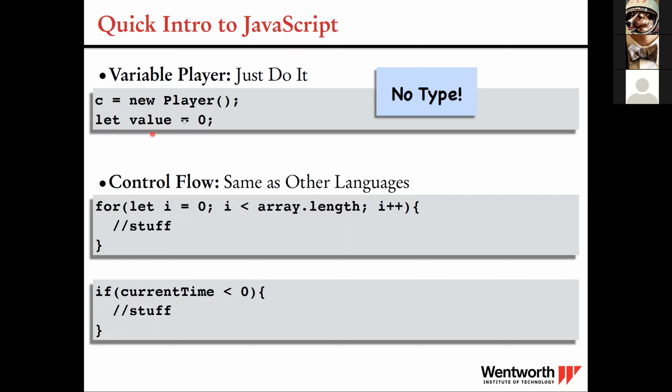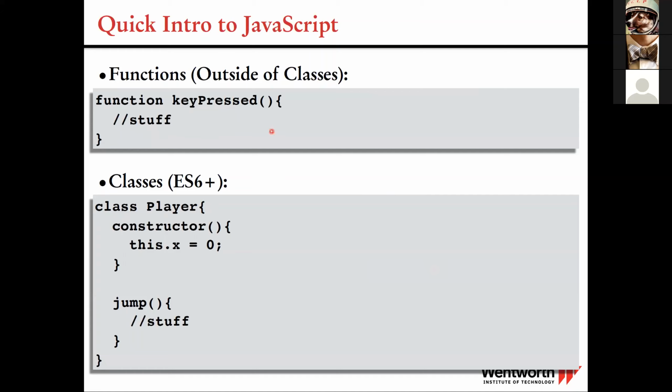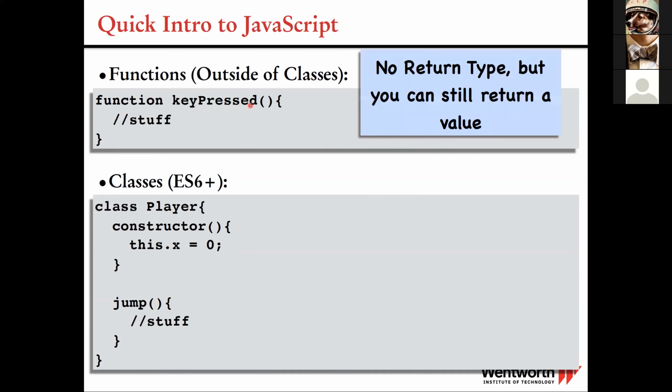Something like let value equals 0. JavaScript basically figures out what the type is. It would realize that it was an integer here. Control flow is the same as other languages you've used before. Later on we're going to use a for each loop, which looks a little bit different. But for the most part, this should be pretty familiar for any of the loop stuff we might have to write. Functions, we will be writing some functions within classes. I don't think we have any outside of classes for this lecture. But if you do need to write a function, you just preface it with function and whatever the name is. There is no return type, but you can still return a value. So you can return whatever you want from this.